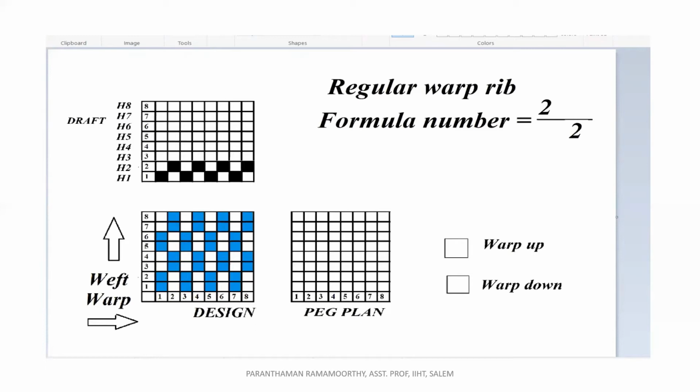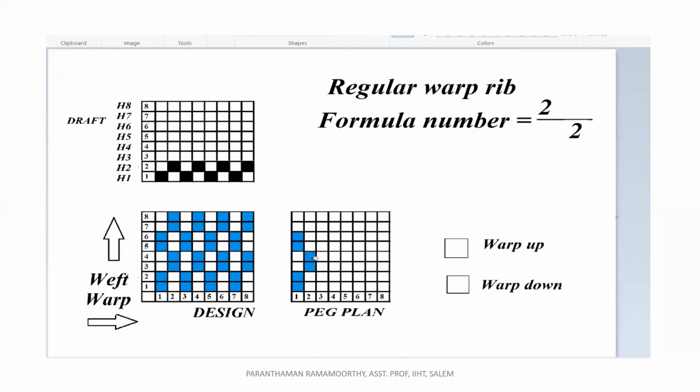The next is the peg plan. The first pick and second pick. The first pick and second pick in the first end are lifted up. So heald frame one is lifted up in these two picks. Then in the fifth and sixth picks also the first heald frame is lifted up.